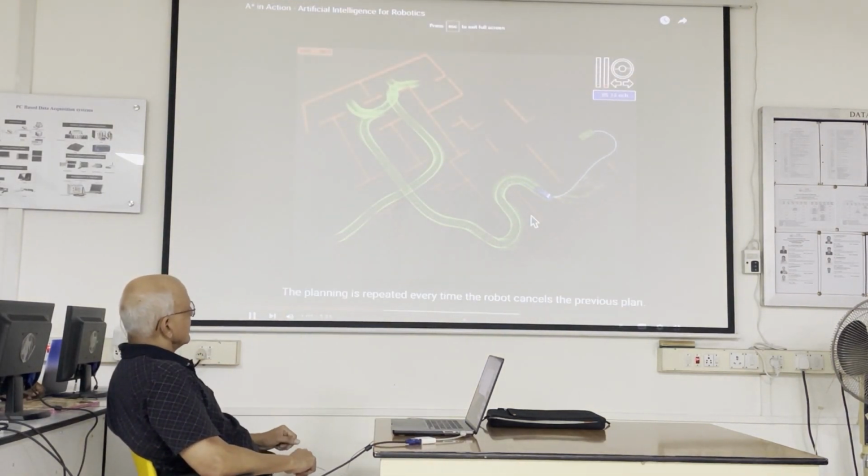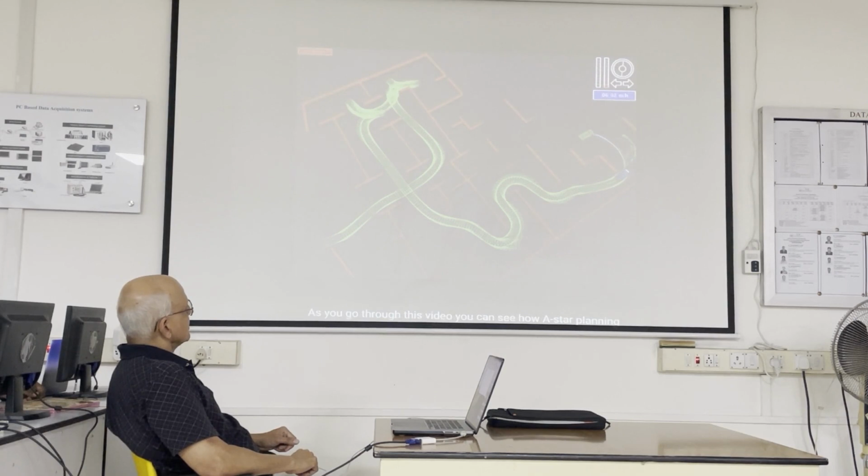The planning is repeated every time the robot cancels the previous plan. You can see additional adjustments in place at times. But as you go through this video, you can see how A star planning with a simple Euclidean distance heuristic is able to find a path to the goal.